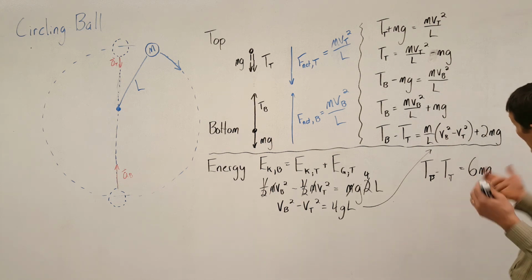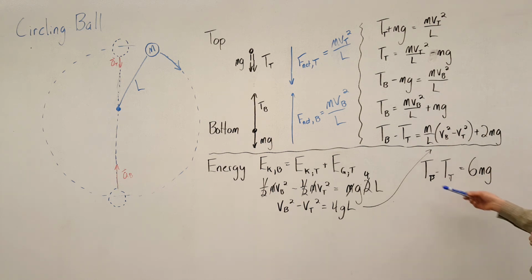times m times g. And I can also make sure that in fact these units are correct, and sure enough, tension is in newtons, and m and g combined to give newtons. So that all looks really promising. So that's it.